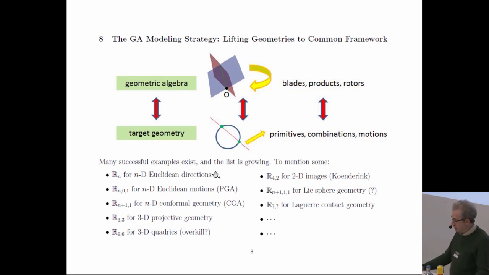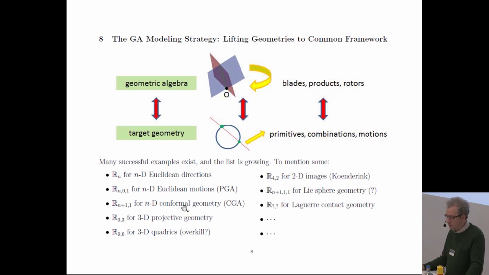And this has been played for a number of things. We're going to study for you in some detail the algebra of three-dimensional directions. We have seen a little bit this morning about the three-dimensional motions that leads to PGA, Projective Geometric Algebra. I showed you an example where we were talking about circles. Well, that turns out to be the algebra in which conformal geometry becomes orthogonal transformations.